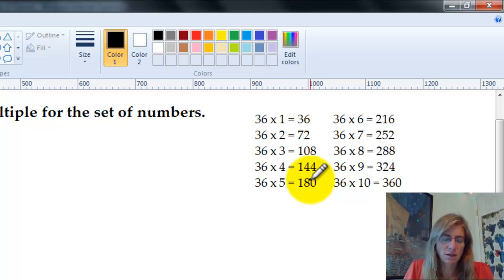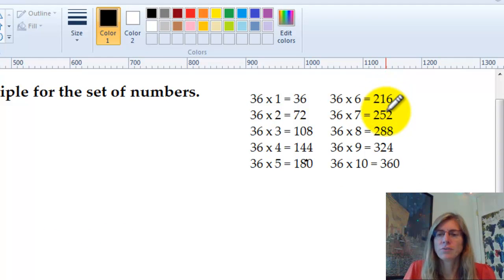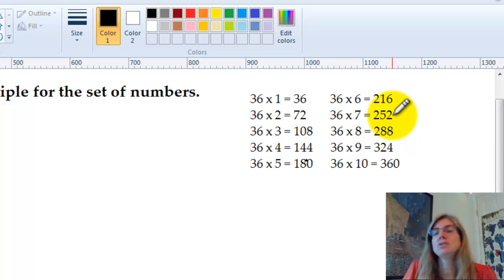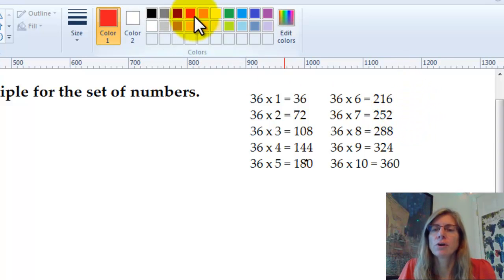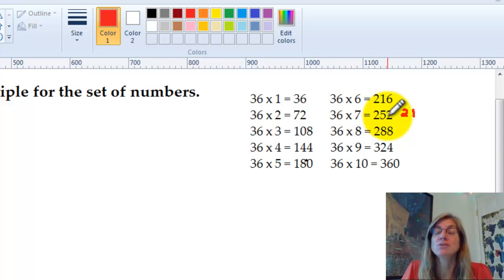So 180 divided by 21. No. So far none of these numbers divide by 21. Now we have 216. No. 252. 252 divides by 21 12 times. So we know that works for 21. So let's put 21 next to it. And of course it works for 36. And look at this, 36 times 7. So 252 is a multiple of 36 and 7.